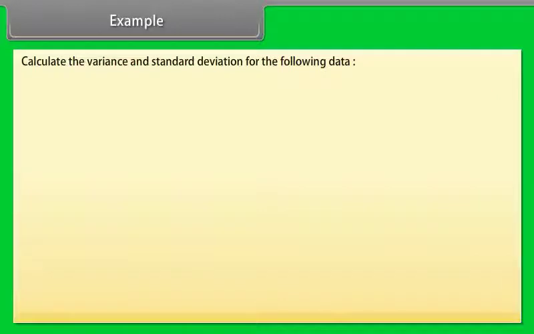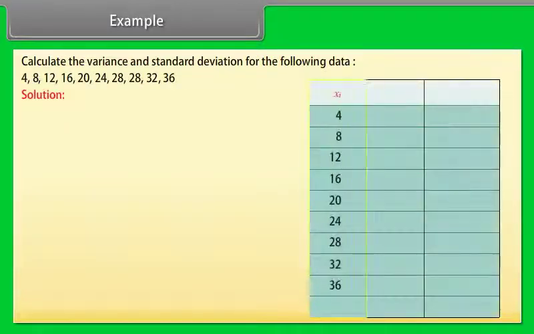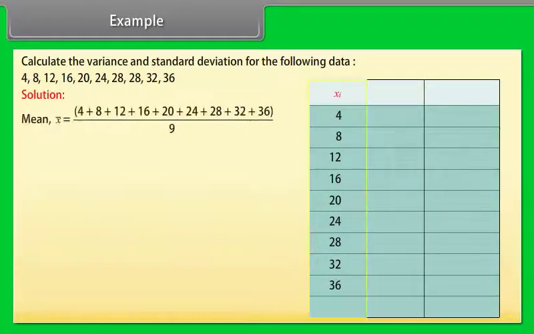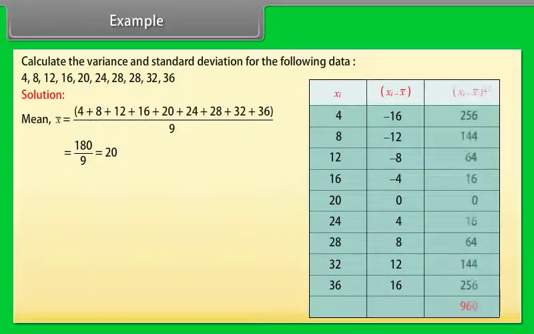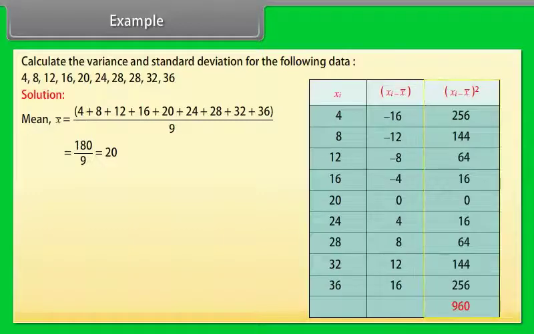Example: calculate the variance and standard deviation for the following data. Solution: in the first column, we write all the given observations. After this, we find the mean of the observations by summing them and then dividing by the number of observations, that is 9 in this case. In the second column, we find the difference of the observations from the mean x bar. In the third column, we find the squares of the differences between the observations and the mean x bar, and their sum is found to be 960.